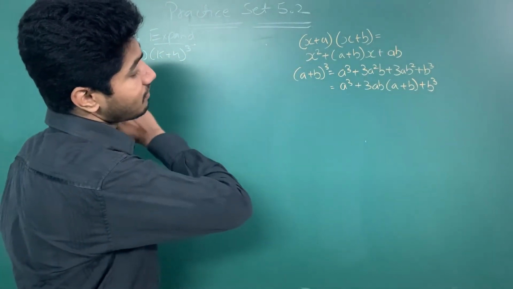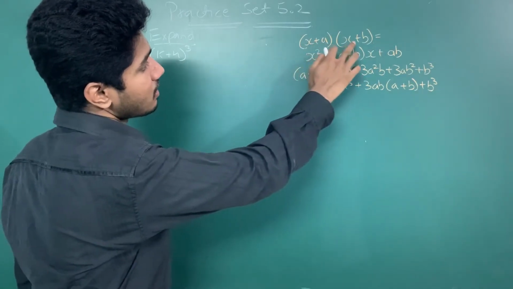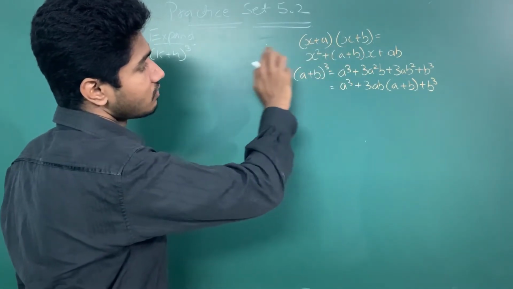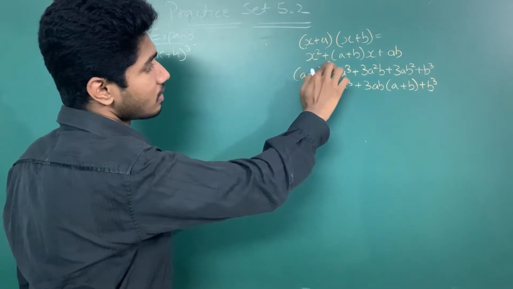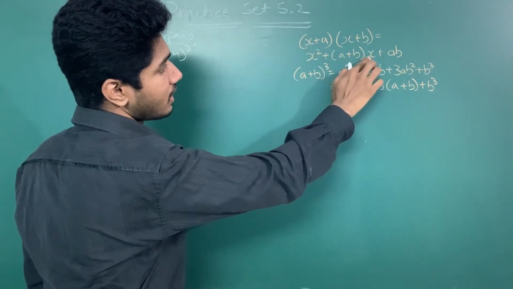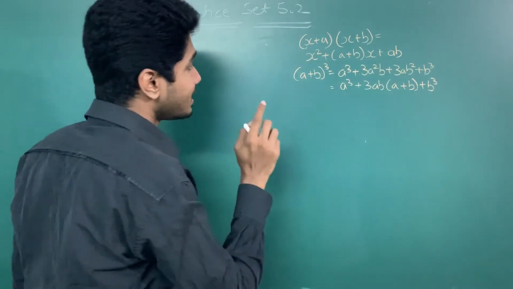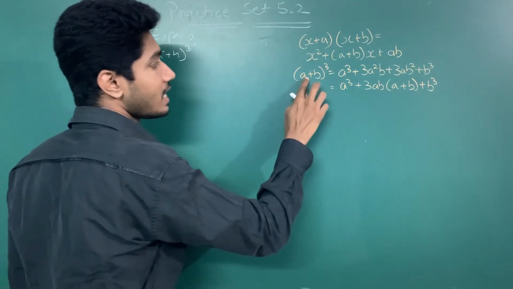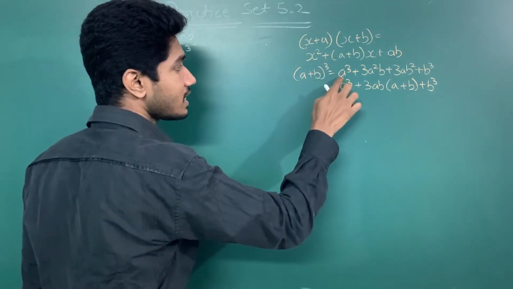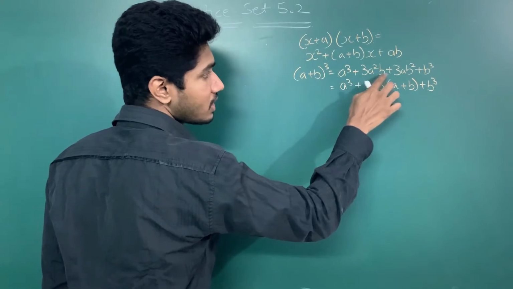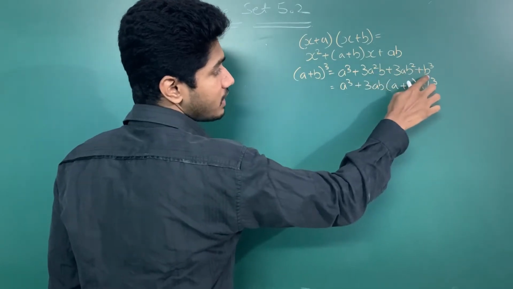हमने practice set 5.1 में (x plus a)(x plus b) use किया था, which gave us x square plus (a plus b)x plus ab. Well, in this practice set, we're going to use (a plus b) the whole cube, which gives us a cube plus 3a square b plus 3ab square plus b cube.